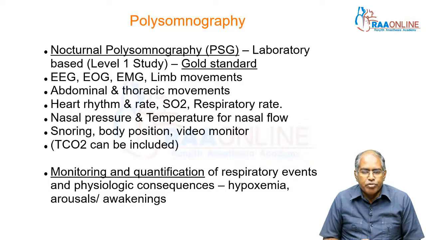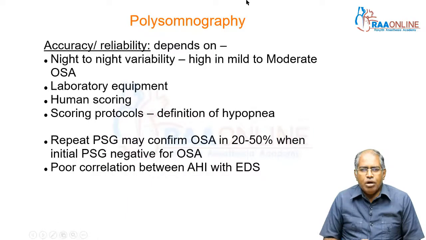It monitors and quantifies all the respiratory events and the physiological consequences, which are hypoxemia, arousals, awakenings, obstructive apnea or hypopnea. How reliable is the polysomnogram? There is significant variability from night to night of the disease severity itself. This variability is high in patients who have mild to moderate obstructive sleep apnea, and you can do the test on one night and find that they have no obstructive sleep apnea.